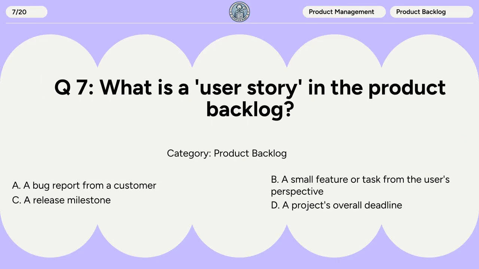Question 7. What is a user story in the product backlog? A. A bug report from a customer. B. A small feature or task from the user's perspective. C. A release milestone. D. A project's overall deadline.